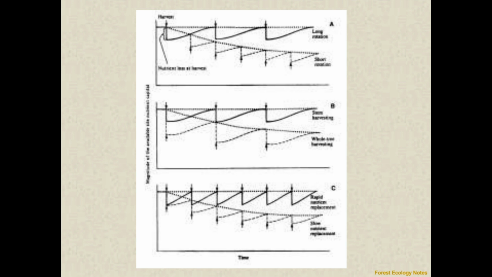Same thing if you're taking whole stems with foliage and everything versus just the bole. There's really not a high concentration in the bole, so that will have an effect. And last, the rate of nutrient replenishment, either natural or ameliorated somehow with fertilization, can allow you to be a little more flexible.